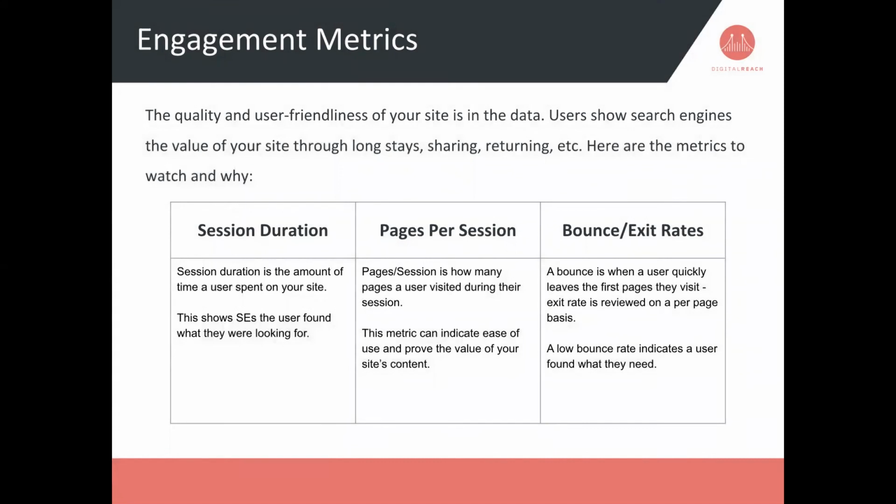All right, so one of the first metrics we're going to talk about, one of the most important metrics within SEO to take a look at, is a little bit of an umbrella called engagement metrics. The things under that umbrella are going to be session duration, pages per session, bounce and exit rates. So the quality and user friendliness of your site is going to be determined by this data.